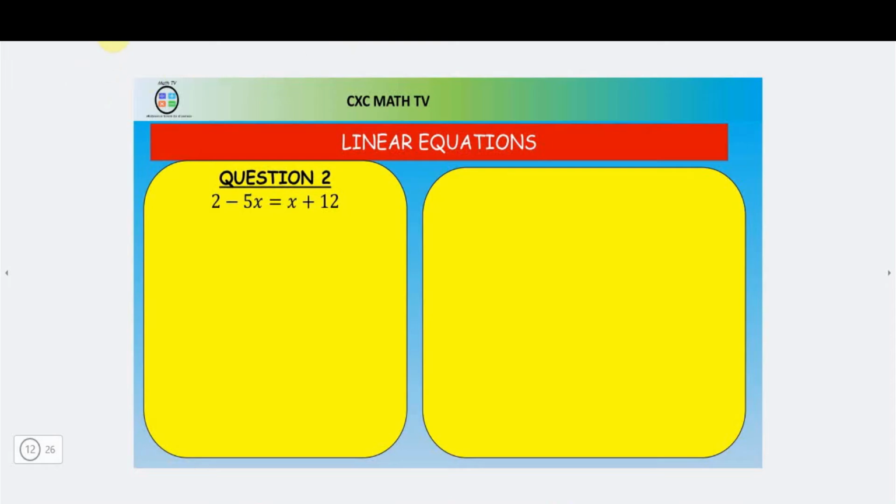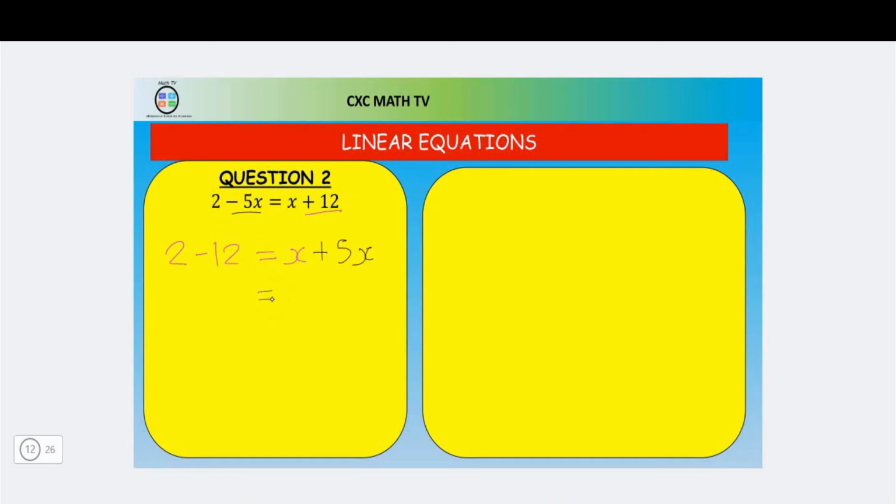As you would have paused, first thing you need to do is group your like terms. In this case, we need the numbers on one side. So let's bring the 12 to the left side. Since it's plus 12 over here, it's going to become minus 12 on the other side, so it becomes 2 minus 12, equal to the minus 5x right here. When we bring it to the other side, we change it from minus to plus 5x.